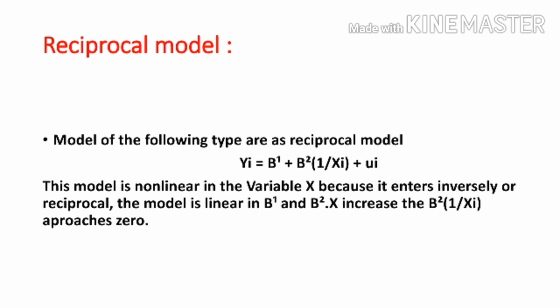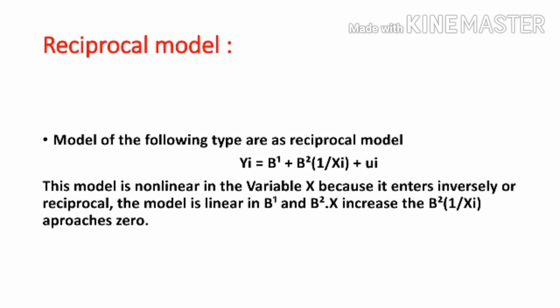Reciprocal model: you see models of the following type are reciprocal models. Yi is equal to beta 1 plus beta 2 times 1 over Xi plus ui. This model is non-linear in the variable X because it enters inversely, or reciprocally. The model is linear in beta 1 and beta 2. As X increases, the term beta 2 times 1 over Xi approaches 0, and as X decreases, 1 over Xi becomes large.